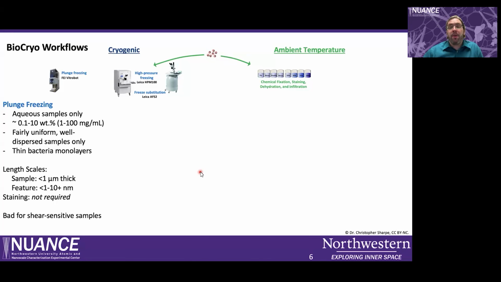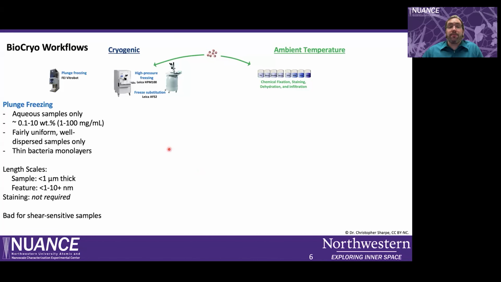but you can achieve feature resolutions in the sub to tens of nanometer length scales without much difficulty. In terms of staining, you don't have to stain plunge frozen samples, though if your sample is fairly low contrast and won't really pop against the ice, you need your sample to pop a little more against the background ice phase, you can do negative staining of plunge frozen samples to get that little bit of extra contrast.